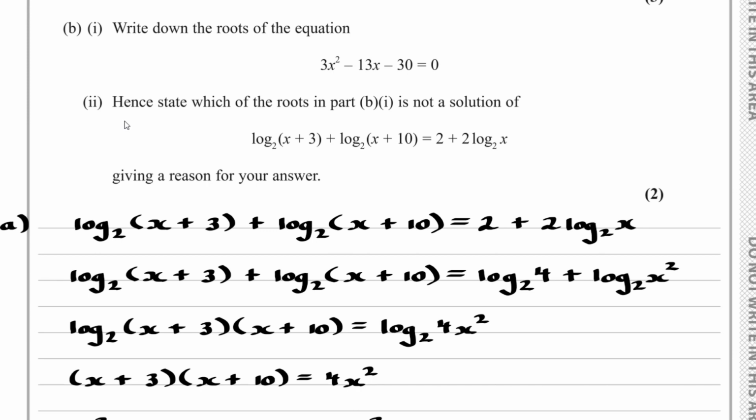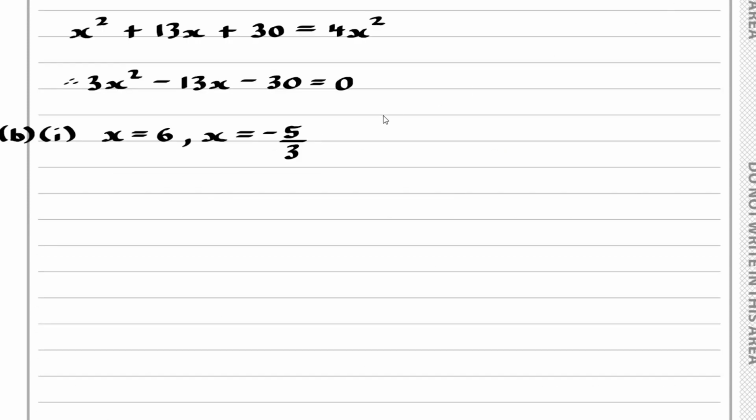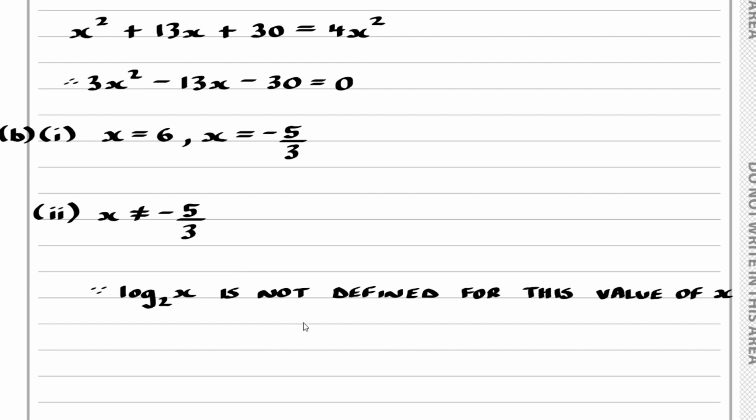For the second part of part B, then state which of the roots in part Bi is not a solution of log base 2 of x plus 3 plus log base 2 of x plus 10 equals 2 plus 2 times log base 2 of x, giving a reason for your answer. Well, if I think about this log base 2 of x, and if I also think about the solutions I have here, well, the x equals negative 5 over 3, that will not be a solution, and that's because log base 2 of x is not defined for this value of x, which means x equals 6 is our only solution for x.